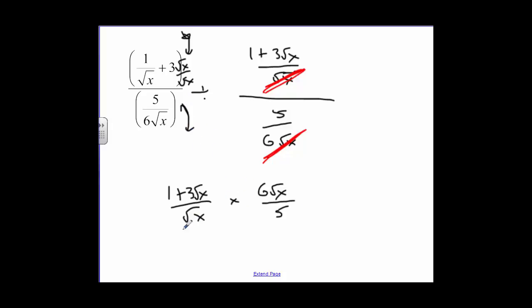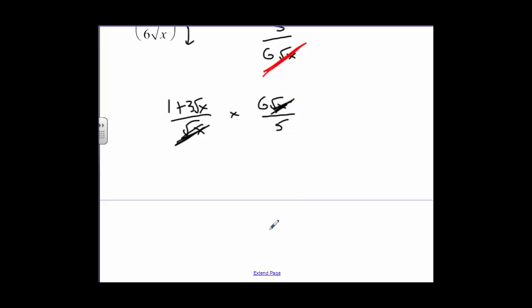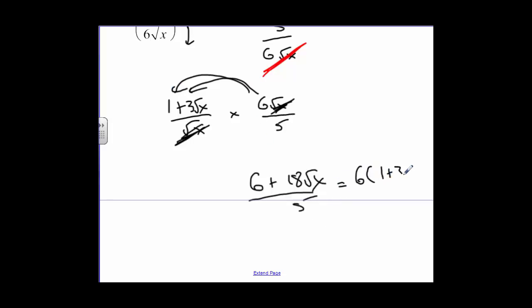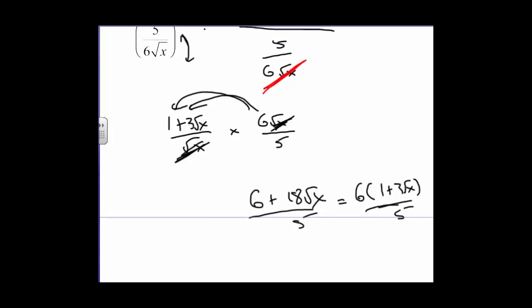And if you know your rules for canceling, then this x and this x can cancel. And so our final answer will be this, 6 plus 18 root x over 5, because I'm going to times the 6 into both of these guys there. You could leave it as 6 bracket 1 plus 3 root x over 5. That'll also work. Both would be valid.